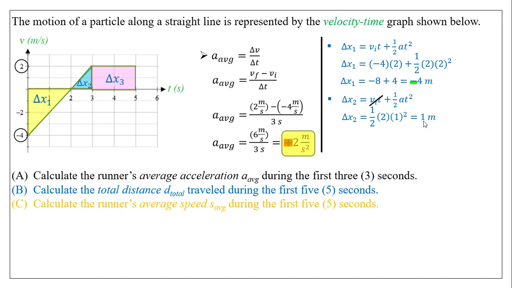Let's go ahead and do displacement 3, okay? Delta x3 here, we already know the answer was a +4, right? Because it's above the t-axis, but let's use physics here.